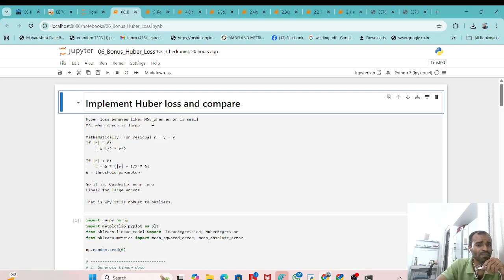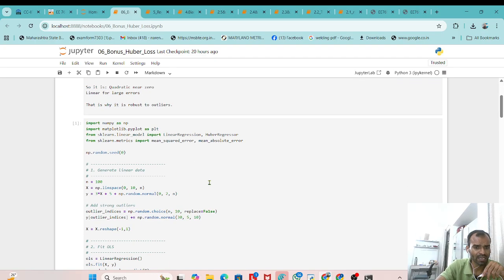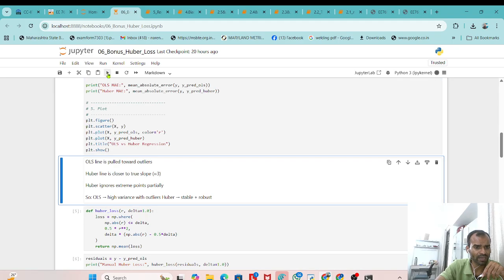The Huber loss behaves like MSE when the error is small, and Huber loss behaves like MAE when the error is large, automatically. So for residuals, this is the formula, I am using r over here, and this is the threshold parameter. If r is less than the threshold parameter, it behaves like MSE, and if r is greater than the threshold parameter, it behaves like MAE, automatically, right? So if we run this code, then we will get the idea, right?